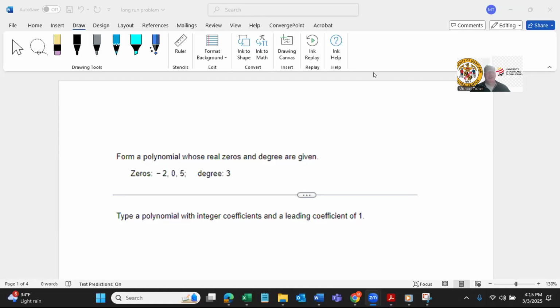Hello, everybody. Here, we want to form a polynomial whose real zeros and degree are given. The zeros are -2, 0, 5, and we also have a degree of 3. So to have a degree of 3, we normally have 3 zeros. And so the 3 zeros are right here, -2, 0, and 5. So all we have to do is to do the following.